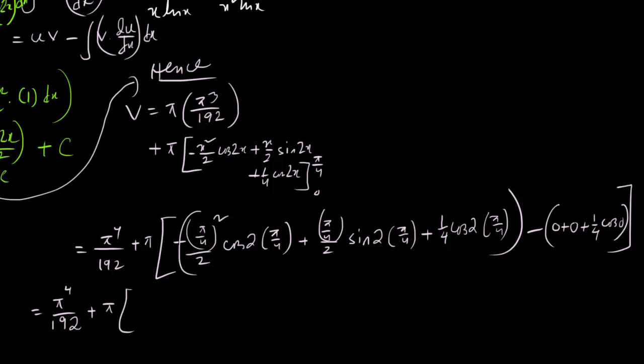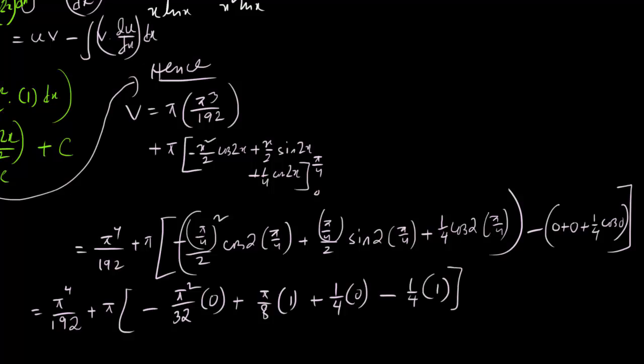Now let's do this calculation. So there's a minus over here. This will be minus pi squared by 16 divided by 2 is going to be 32. Now cos pi by 2 is 0. So this term becomes 0. Then we have pi by 4 by 2 which is pi by 8. Now sine pi by 2 is 1. Then we have plus 1 by 4 cos pi by 2. 2 times pi by 4 is pi by 2, 90. Cos 90 is 0. Minus 0 and 0. This is going to be 1 by 4, cos 0 is 1.